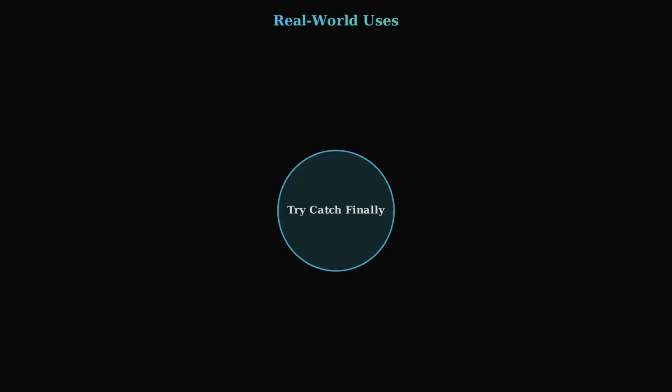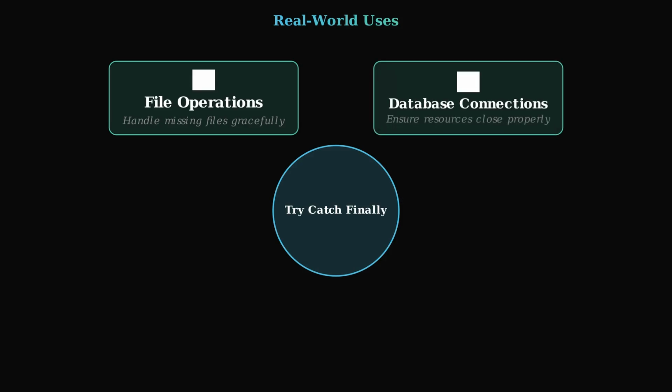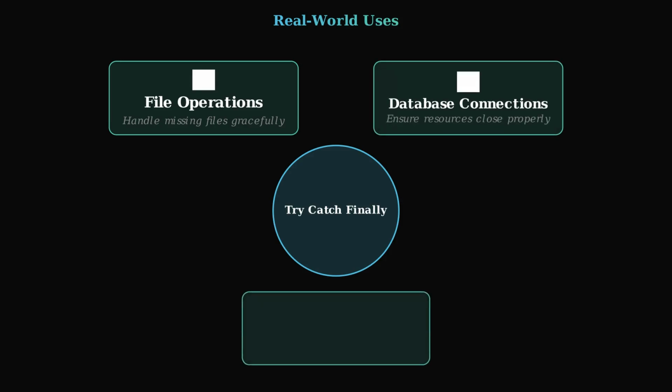How is try-catch-finally used in the real world? File operations. Handle missing files gracefully. Database connections. Ensure resources close properly. Network requests. Manage connection failures. Try-catch-finally powers all these applications. Let's see the problem it solves.